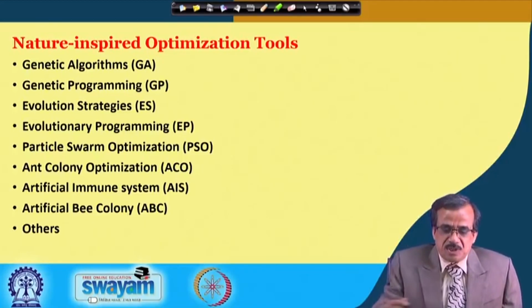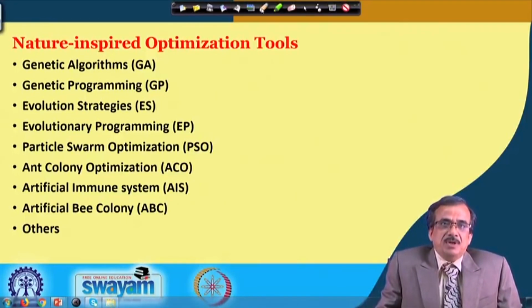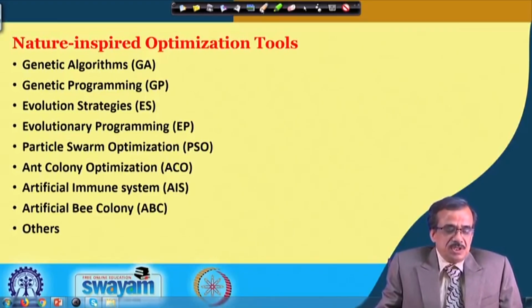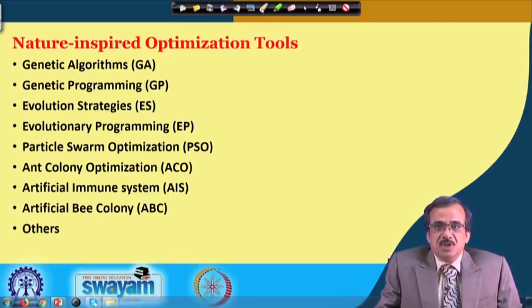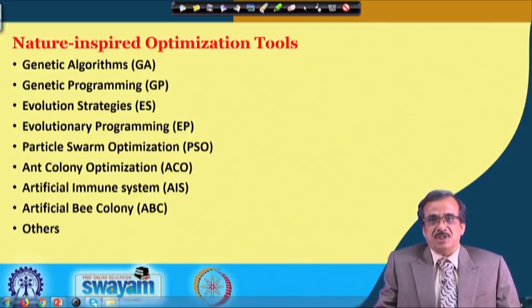Before I start with the nature inspired optimization tools, let me give you a very brief introduction to the concept of optimization and why you should go for these nature inspired optimization tools, which are also known as non-traditional optimization tools. By the term optimization, we try to select the best design out of all the possibilities. Supposing that we have a number of feasible designs, we try to find out which one is the optimal. That is the task of optimization.